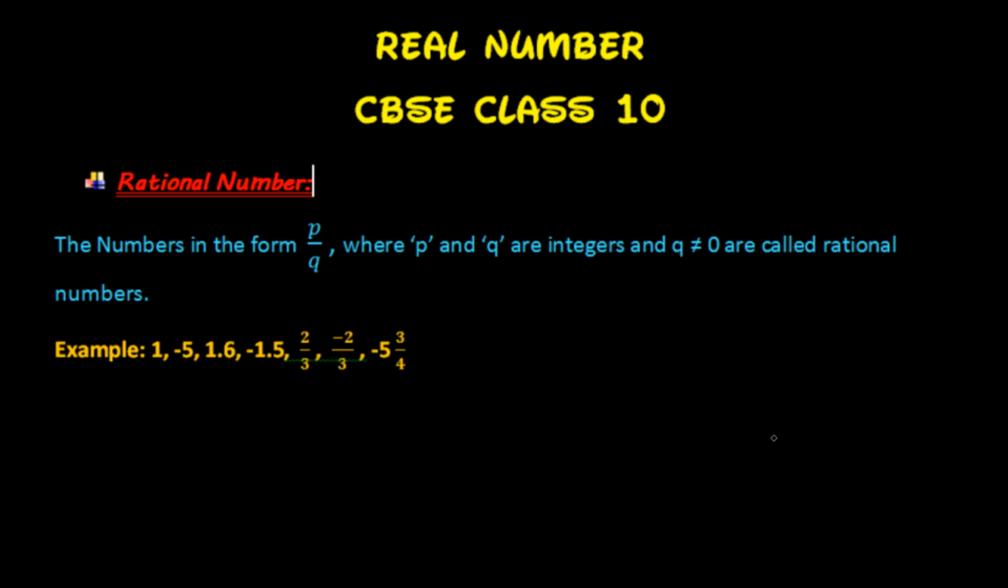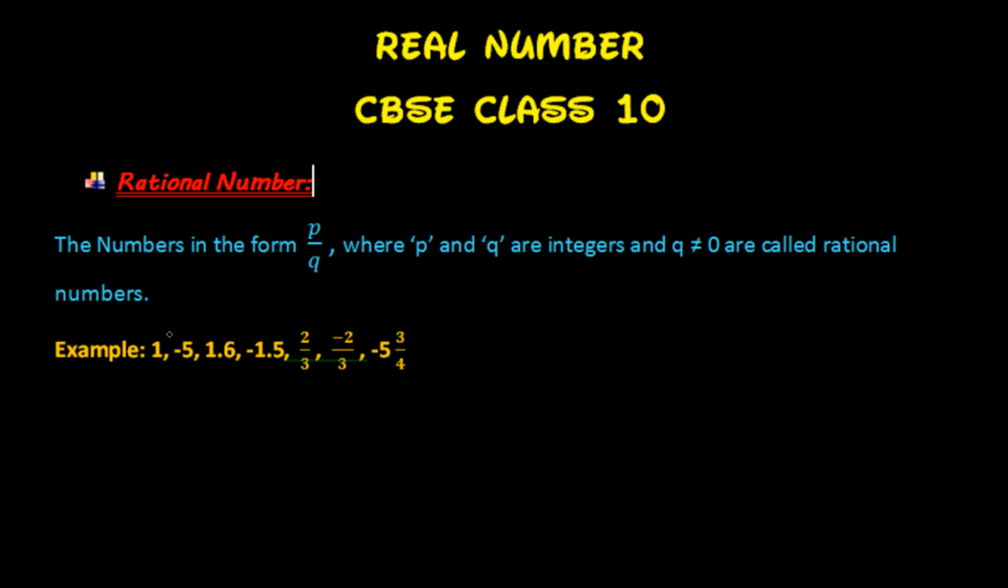For example, you can take any whole number, that is 1, 2, 3, 4, or any integer like -5, any number in decimal form like 1.6, any negative number like -1.5, the fractions like 2 by 3, -2 by 3 or -5 3 by 4. All these are rational numbers because all of them can be written in the form p by q, and q is not equal to 0, with p and q both integers.